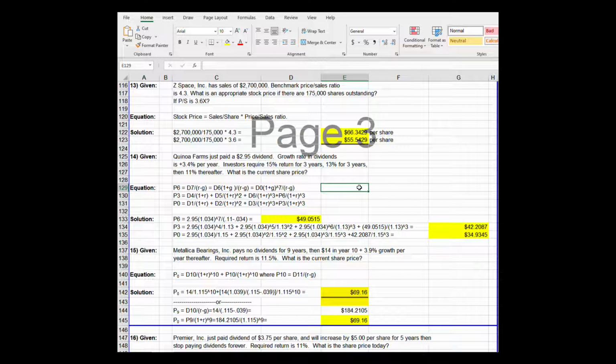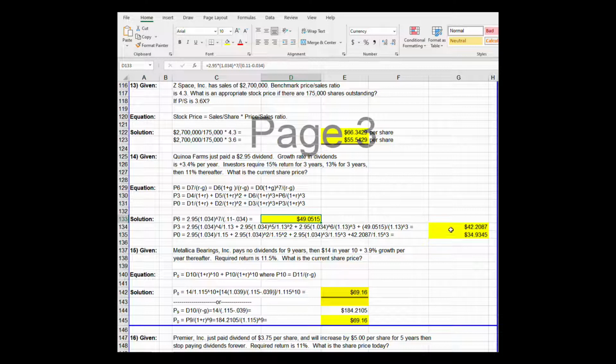So P6 equals D7 over R minus G. D7 is D0 times 1 plus G to the 7th over R minus G. So I first calculate P6, filling in the numbers, $2.95 times 1.034 is my constant G to the 7th over R minus G, 0.11 minus 0.034. In this case, I'm using the 11% required rate of return out there in year 7, and I get a stock price P6 of $49.05.